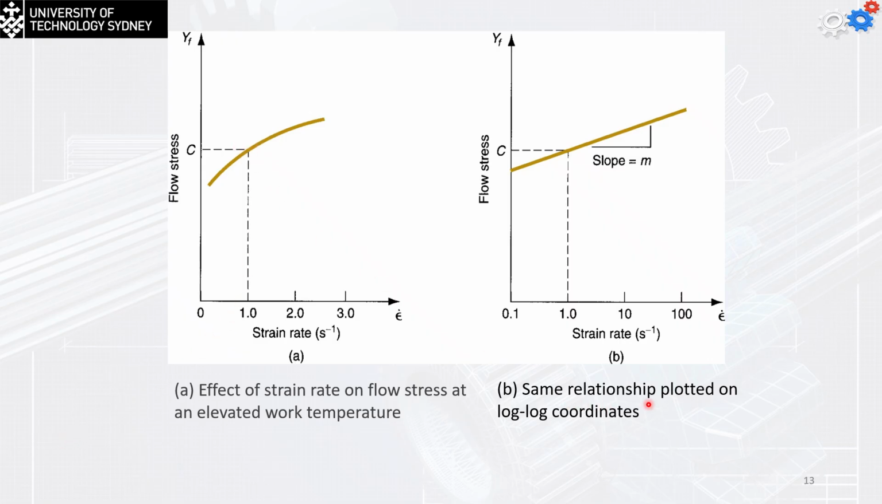And this is the same relationship plotted on log-log coordinates, so again, to have it as a line. So we can find the slope of this line. The C value is the flow stress at the strain rate of 1/second, because remember that strain doesn't have a unit.